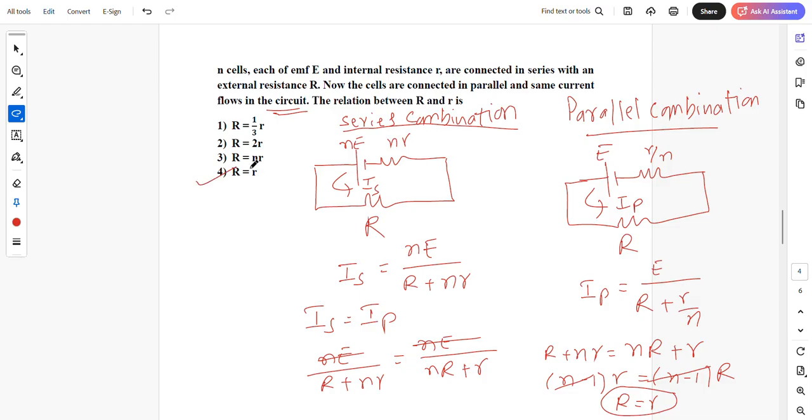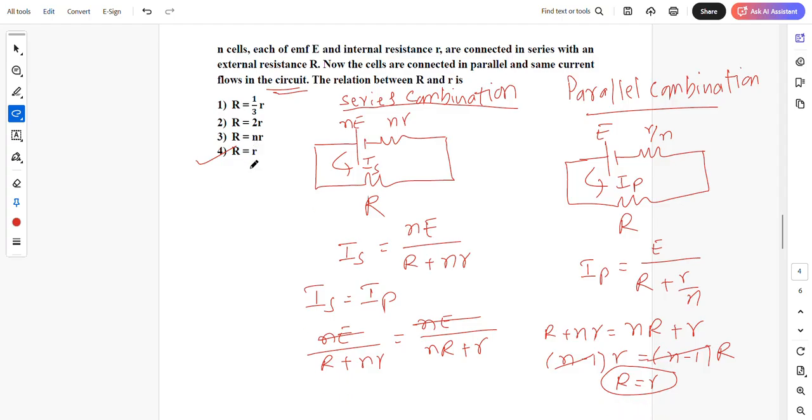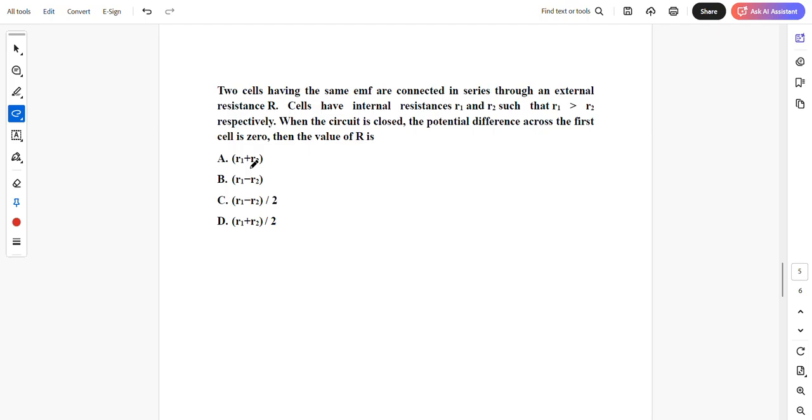Hope you understood this. This is a very interesting and very easy problem. You have to be careful while solving these kinds of problems. Now we'll go to the next problem.